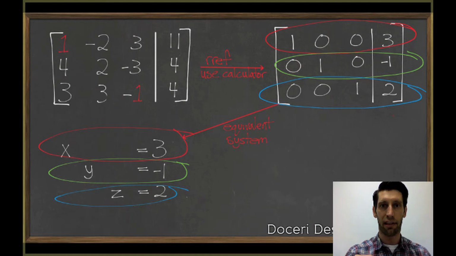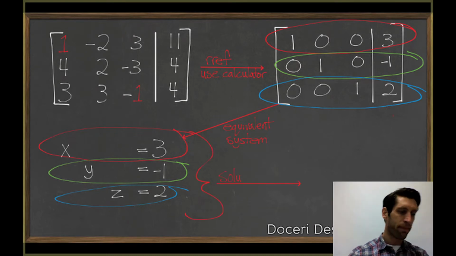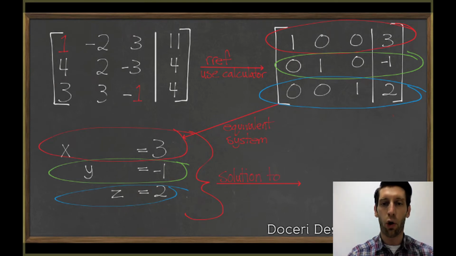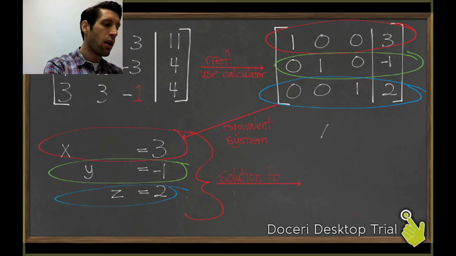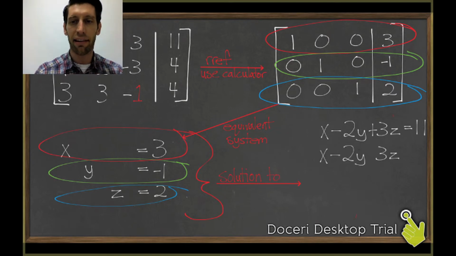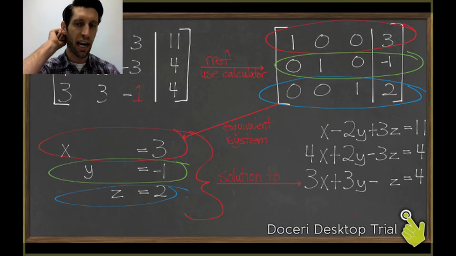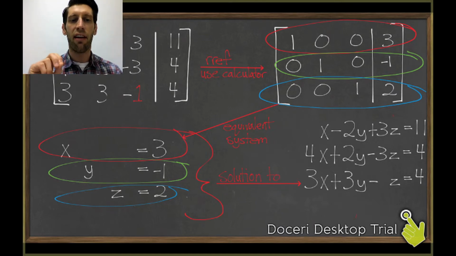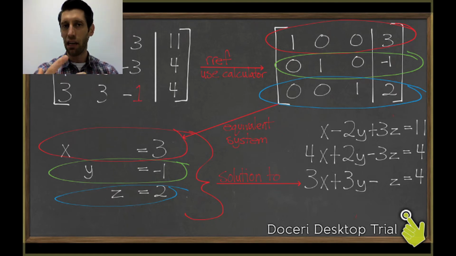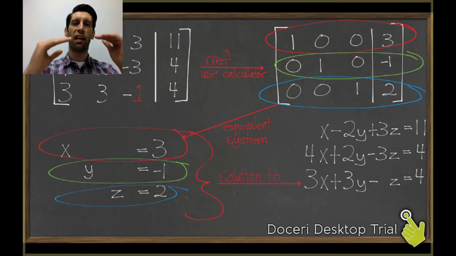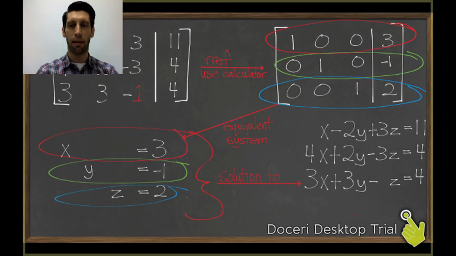my equivalent system. Now, what this does is gives me a solution to the original system of equations that I was interested in, which, if you look back on the last slide or at the beginning of this video, was x minus 2y plus 3z equals 11, and so on down the line. So what this says is that if I was to plug in x equals 3, y equals -1, and z equals 2 into this system, I would get 3 true statements.